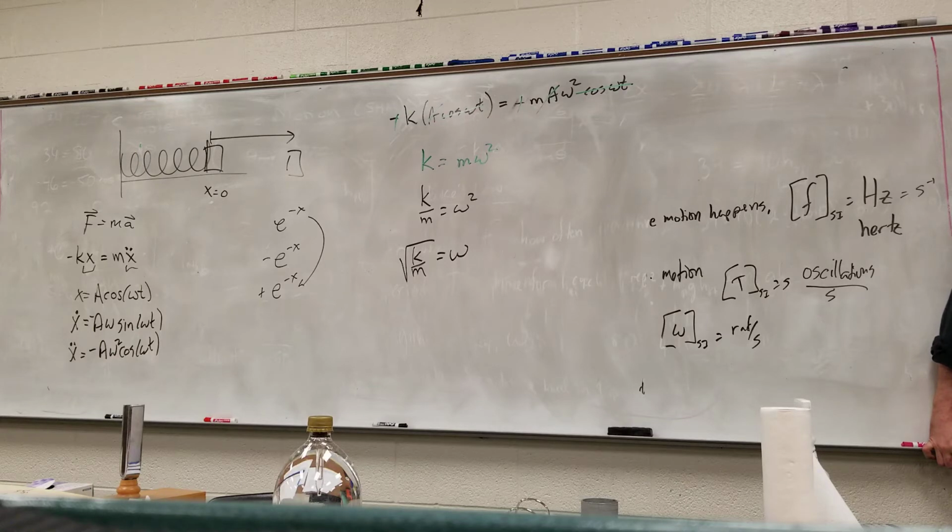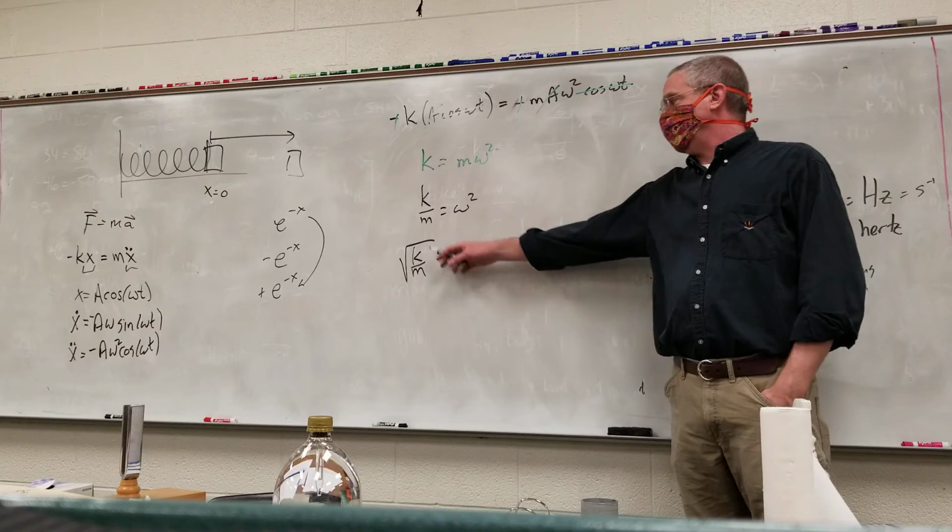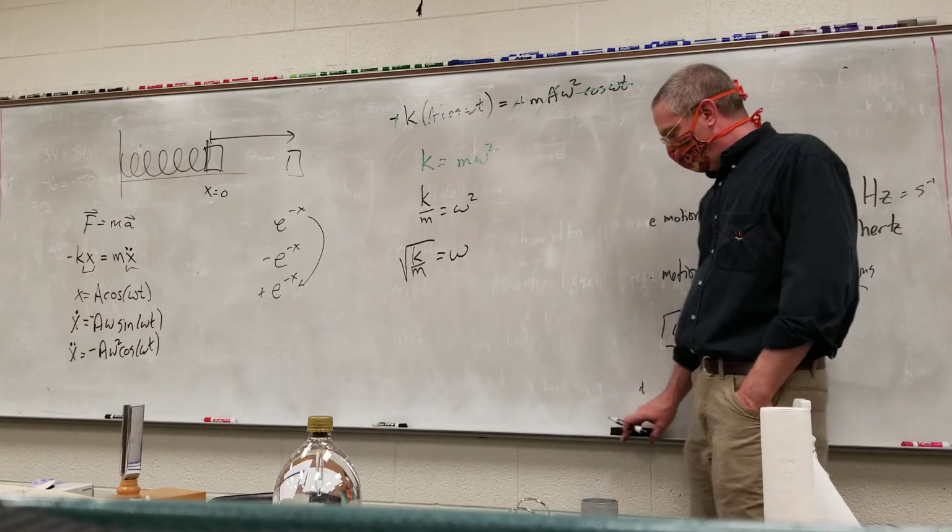So if I have some spring with a spring constant k, in other words, a stiffness constant, the larger k is, the stiffer the spring is, I attach some mass to it and I pull it out and let go and have it oscillate back and forth on a frictionless surface, the angular frequency is the square root of k over m.